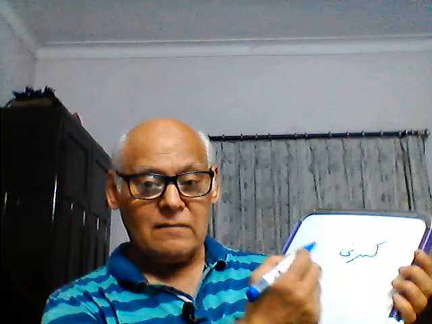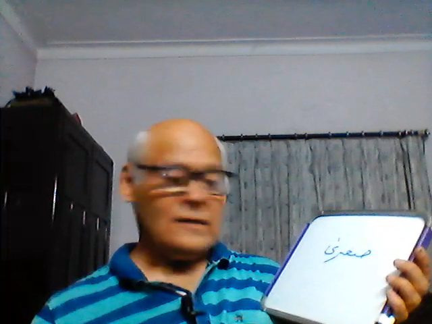The noun which ends with alif maqsura, small alif, like kubra. Kubra means big. This is a small alif that is called alif maqsura. Maqsura means small alif. Sughra means small, also ends with alif maqsura, so it is female. Husna means beautiful, also with alif maqsura.